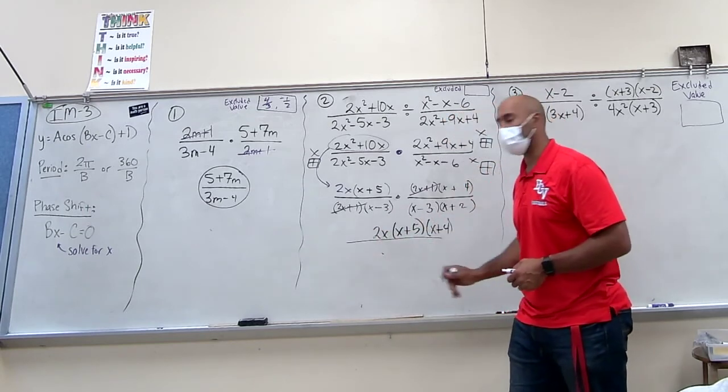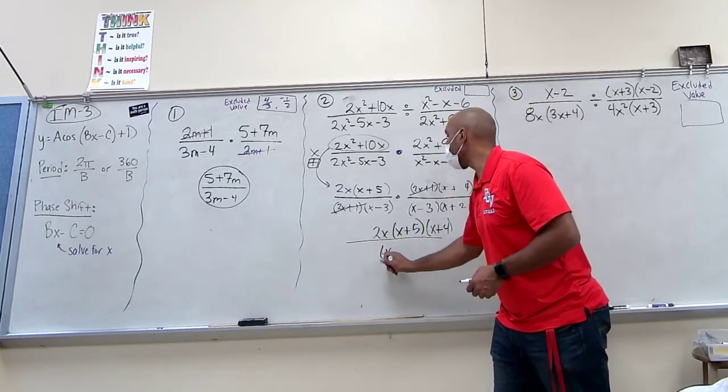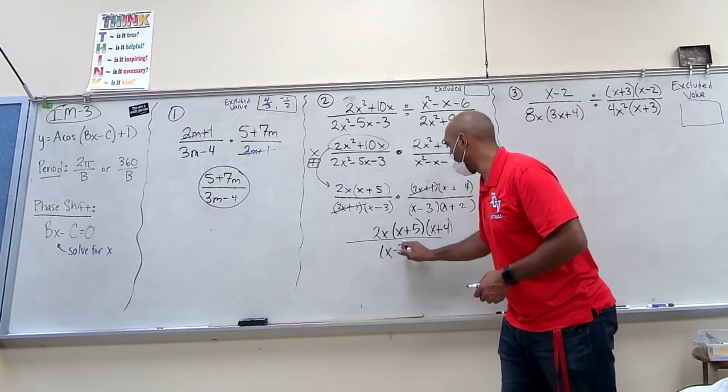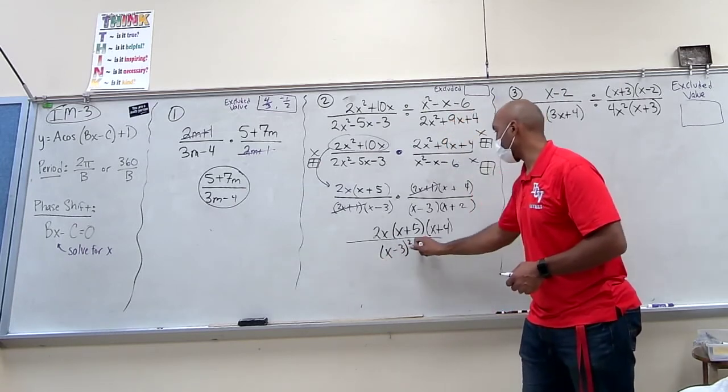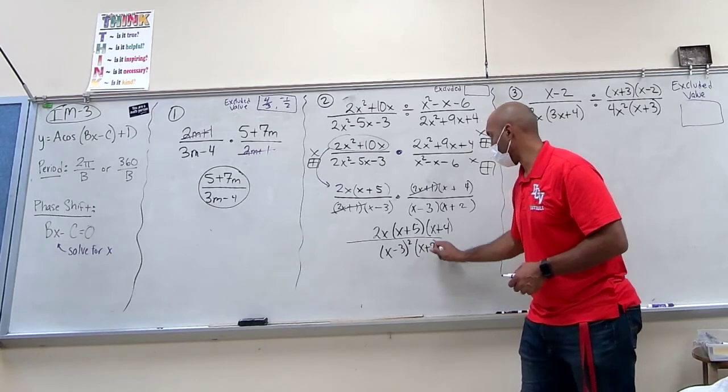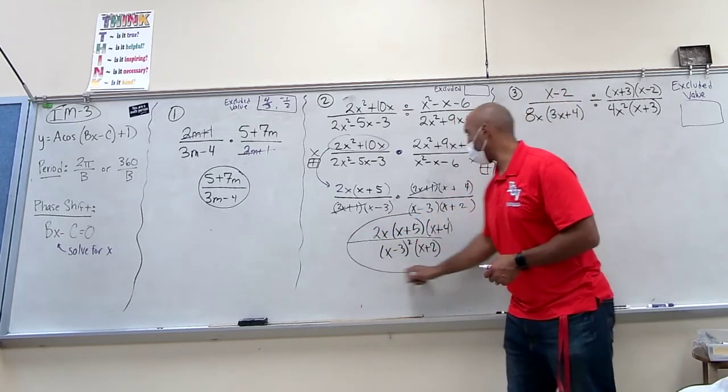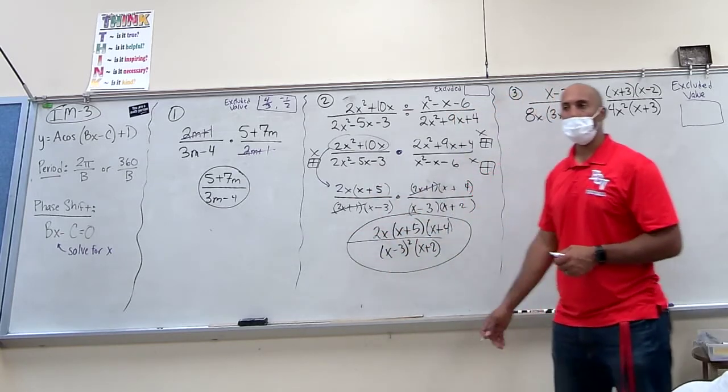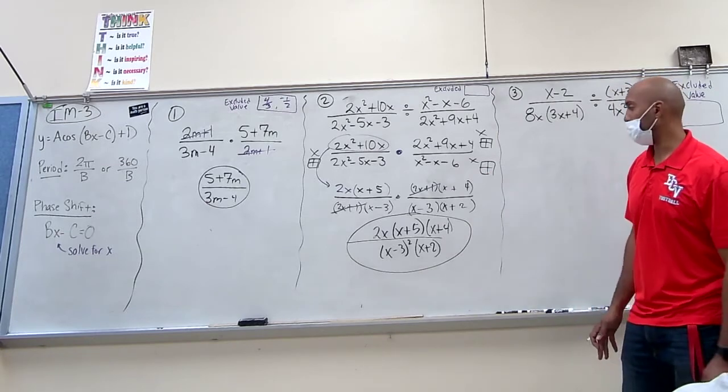How could I write that so I don't have to write it twice? Right, x minus 3 squared. Okay, and then x plus 2. Okay? And leave it factored. You guys don't need to multiply that out. I actually prefer you to keep it factored, okay?